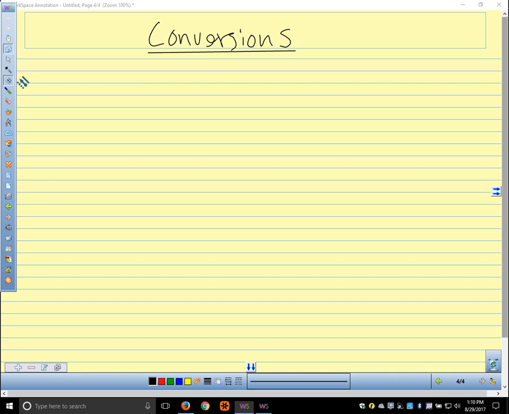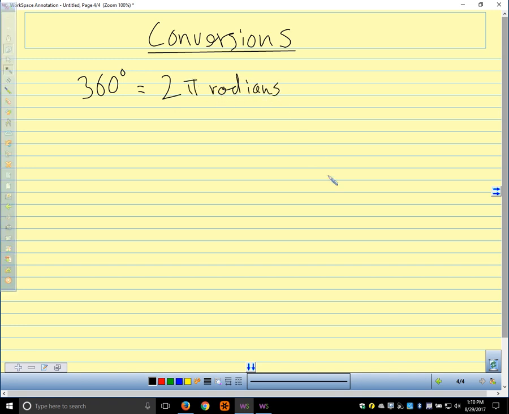All right, so our conversions come from the fact that 360 degrees equals 2 pi radians. If I divide both sides by 2, we already talked about this, 180 equals pi radians. And often you'll leave the radians off, you'll just say 180 equals pi. So our conversions come from this.